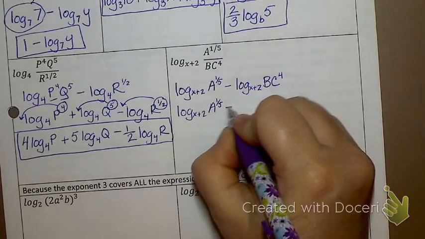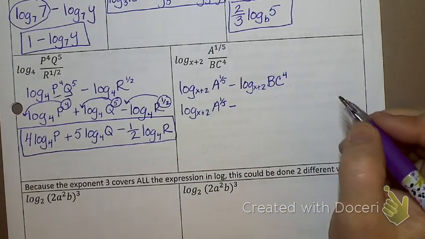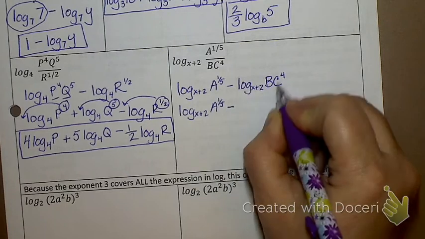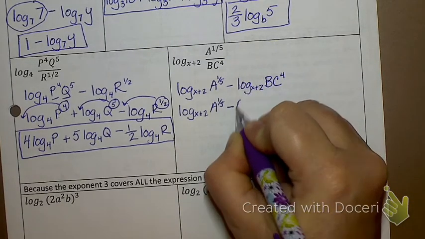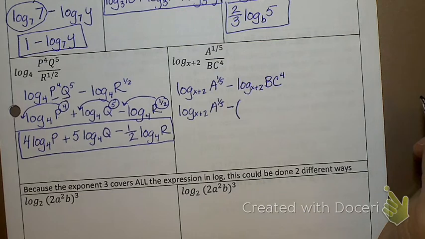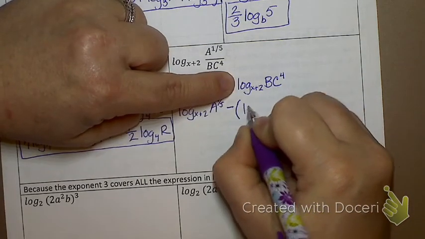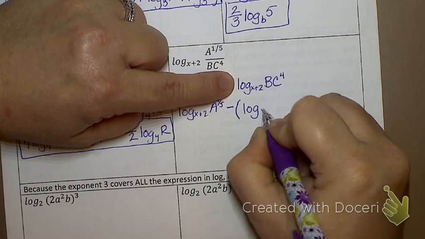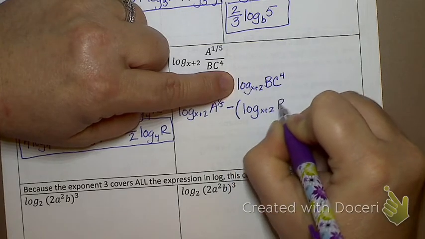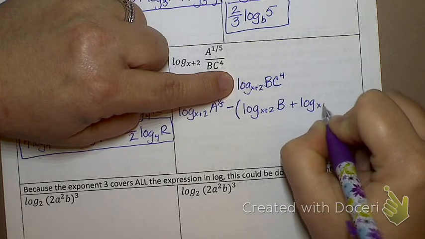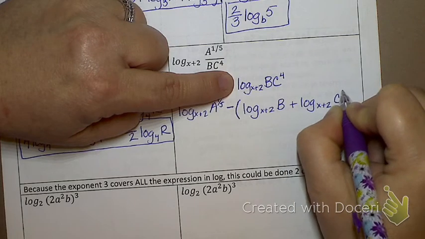But if I have a minus sign, and it really only matters with a minus sign, a plus sign doesn't make a difference. But if I have to break up more stuff after a minus sign, I have to put it in parentheses. Because I'm going to have to distribute that minus sign to everything that breaks up after it. So, I opened up a parentheses, so I can now break this up. Log base x plus 2 of b plus log base x plus 2 of c to the 4th.